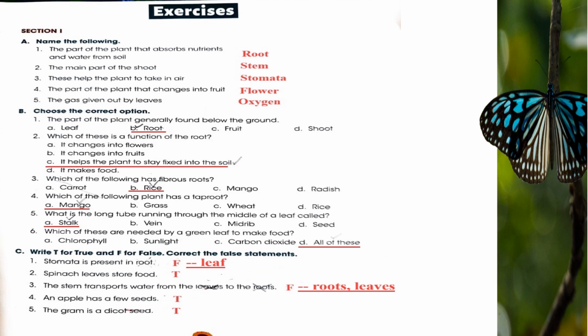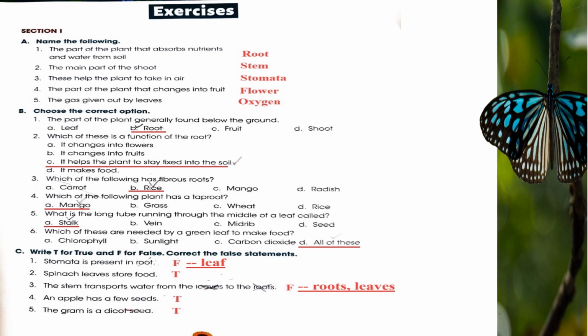First, the part of the plant generally found below the ground. Options are leaf, root, fruit, and shoot. Correct answer is B, root. The part of the plant that is root is generally found below the ground. Second, which of these is a function of the root?